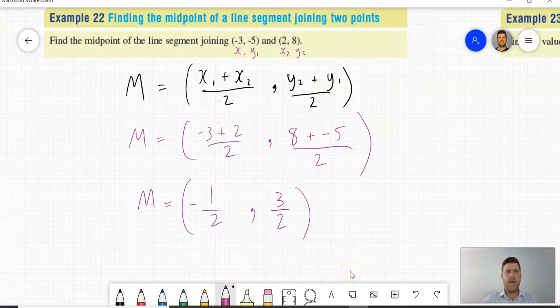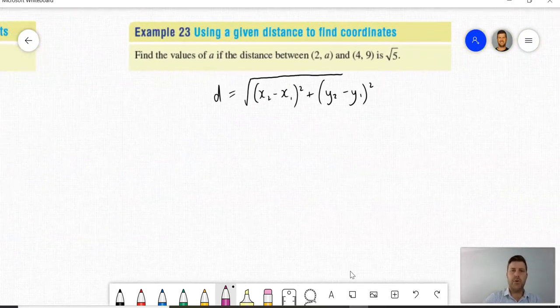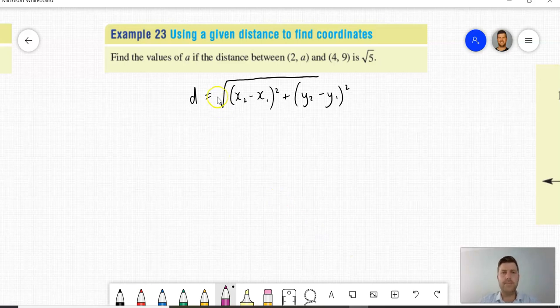Anyway, the final example I'm going to go through is how to use a value to find a set of coordinates. So we actually have a distance here, which is square root of 5 between these 2 points.